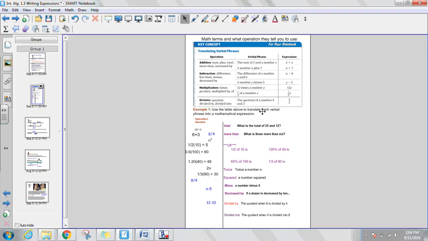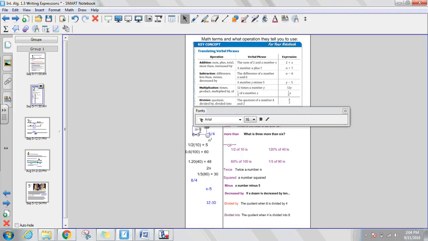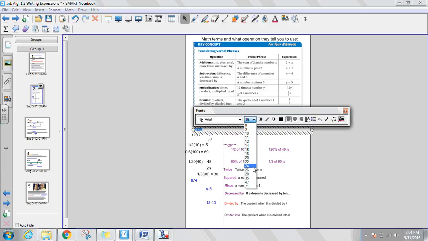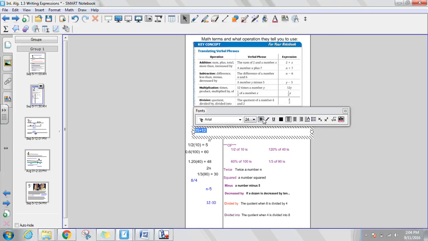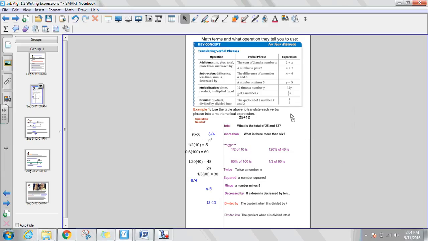Now, we're just writing these as expressions. We don't need to simplify them. So I'm looking for one that says 25 plus 12, and it's small. I'll make it larger. There we go. So here's our first match. For the next part, we have more than. Ooh, that looks like addition again, more than. So what is 3 more than 6? We're going to write 6 plus 3.